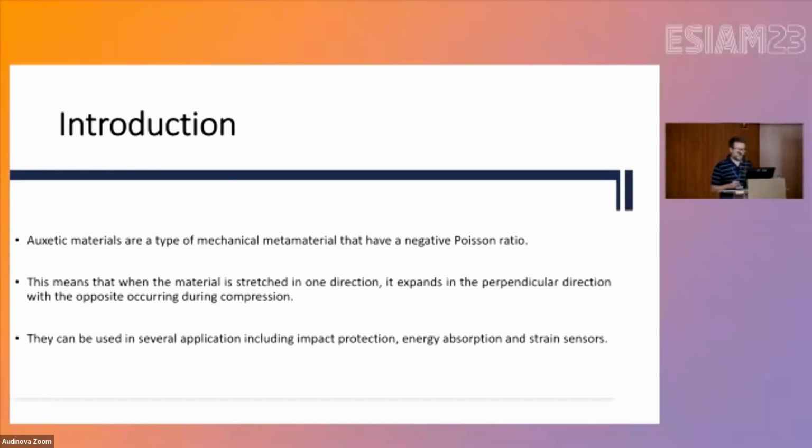So what are auxetic materials? Auxetic materials are a type of mechanical metamaterial that have a negative Poisson ratio. This means that when the material is stretched, it expands in the opposite direction, and the opposite occurs during compression. This can be used in several applications, such as energy absorption and strength sensors.